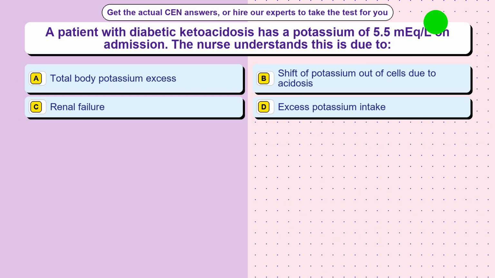Question 16. A patient with diabetic ketoacidosis has a potassium of 5.5 milliequivalent/L on admission. The nurse understands this is due to: Option A, total body potassium excess. Option B, shift of potassium out of cells due to acidosis. Option C, renal failure. Option D, excess potassium intake.